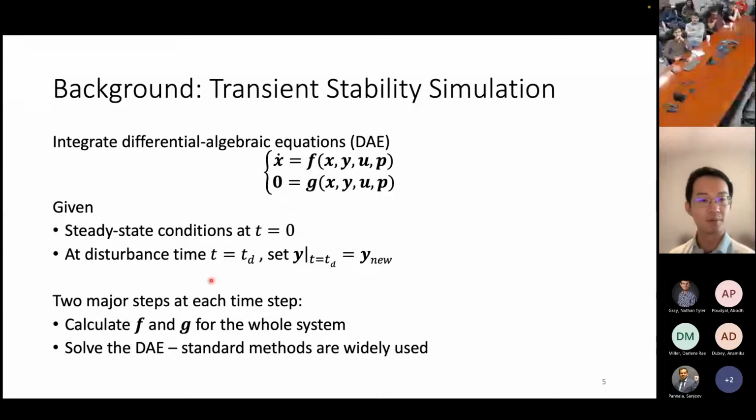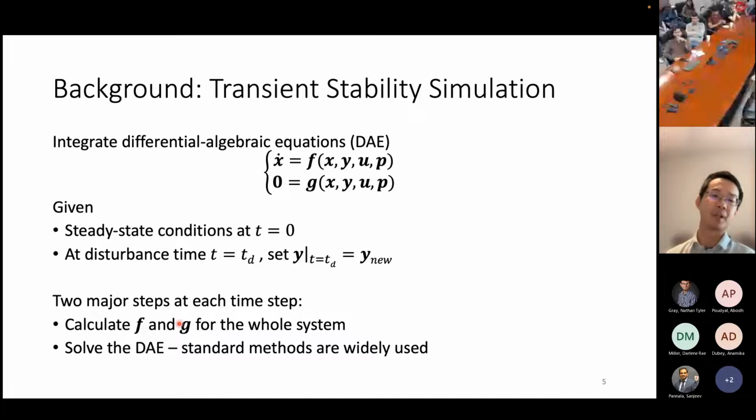At a particular time of interest, t_d, where a disturbance happens, we can change some conditions to the DAE system and cause some mismatches in either the algebraic or the differential equation. For example, we can change the load or generator at a particular time to a new value. So this creates a disturbance, and by running this integration, we can solve the trajectory for transient stability.